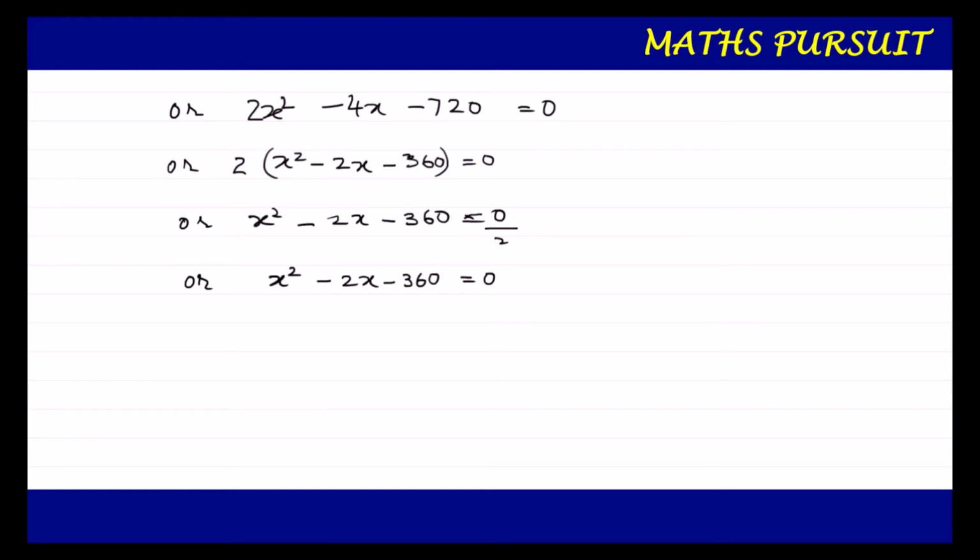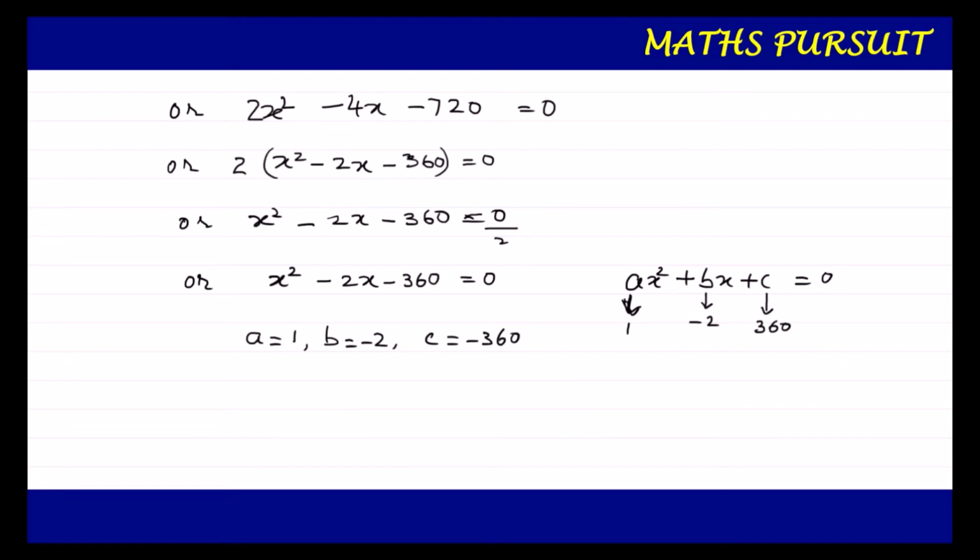So guys, this is what we got, a quadratic equation. And here, if you look, we can compare this equation with the form ax to the power 2 plus bx plus c is equal to 0. And here a is 1 and b is minus 2 and c is minus 360. So that is what I can write, a as 1, b as minus 2 and c as minus 360.